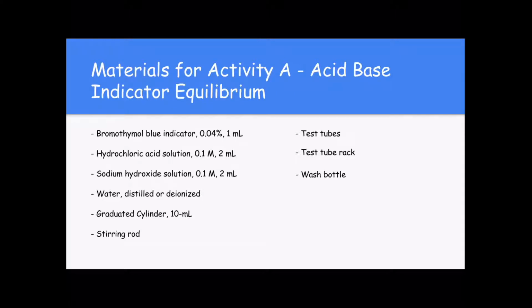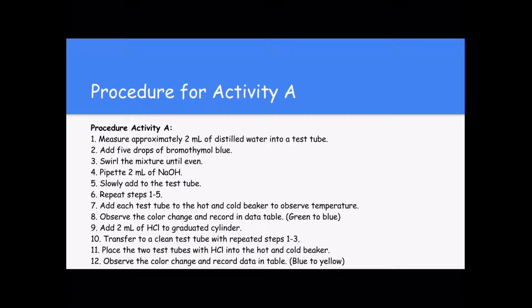Materials for activity A: bromothymol blue, hydrochloric acid, sodium hydroxide, distilled water, graduated cylinder, stirring rod, test tubes, test tube rack, and wash bottle. Here is the procedure for activity A.